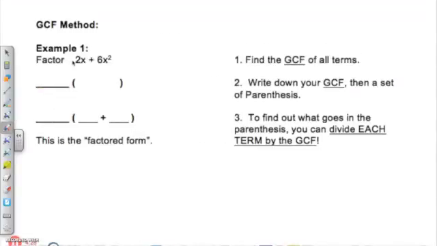So we're asked to factor 2x plus 6x squared. Our first step in these is going to find the greatest common factor of all terms. This is what we were doing in lesson 3A1. So I'm going to look at my expression. I have 2x plus 6x squared. I'm going to break it down so that I can figure out what my factors are.